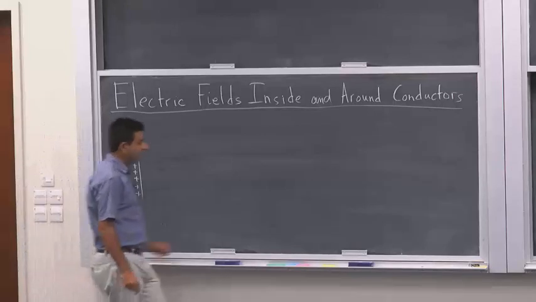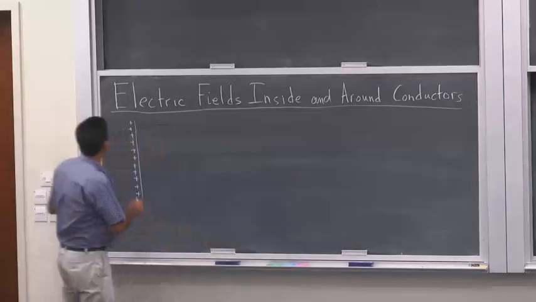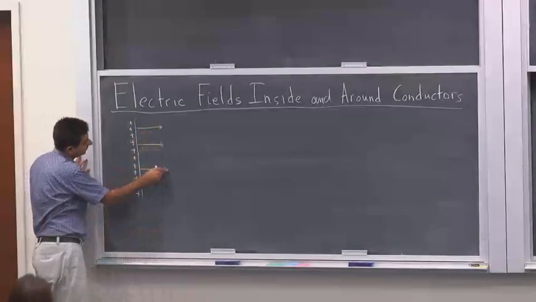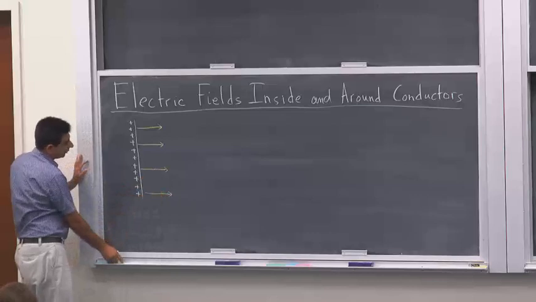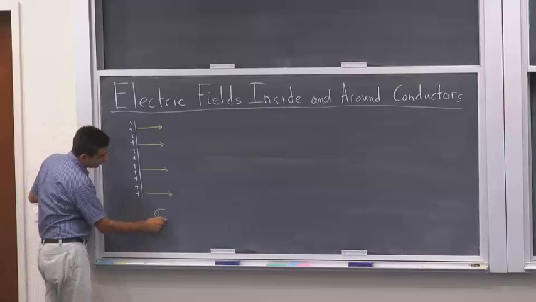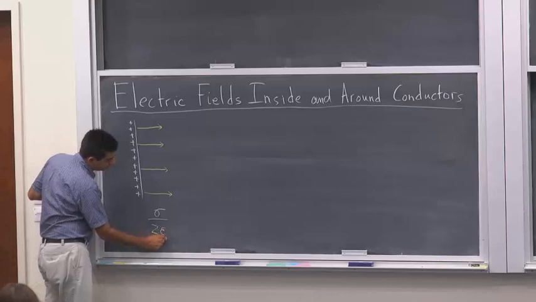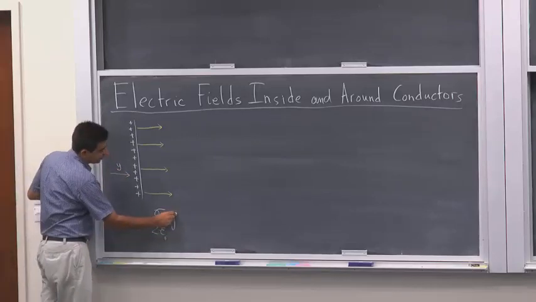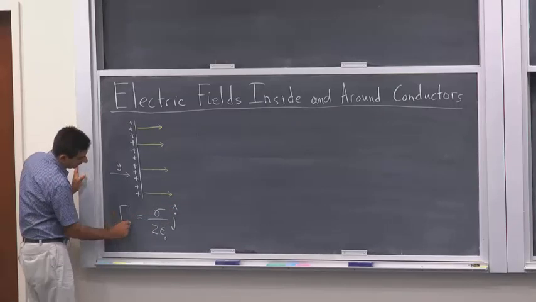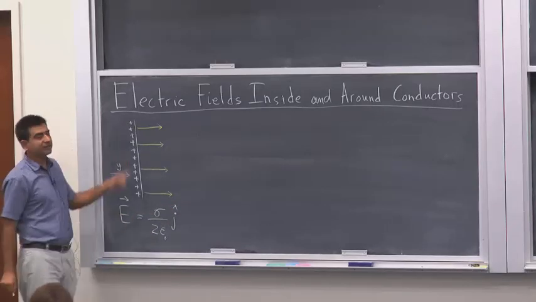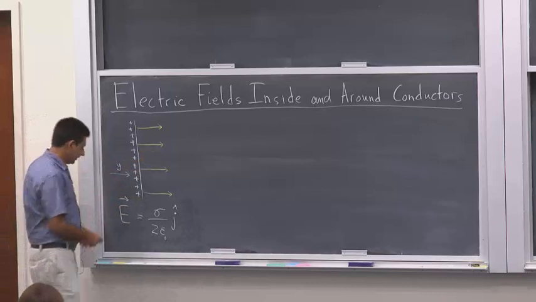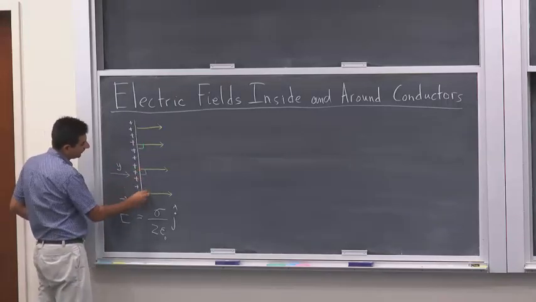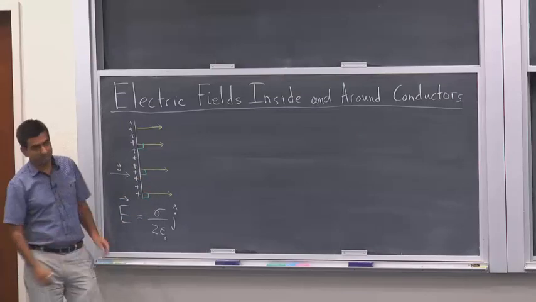We also know that the electric field due to this conductor is pointing away from the charges, and it's a constant, and it's given by sigma over 2 epsilon naught. If this is my y-axis, then the direction is along the j unit vector, so this is the electric field. Now on the surface of this metal, the electric field is normal to the surface. At all points on the surface, it's normal everywhere.